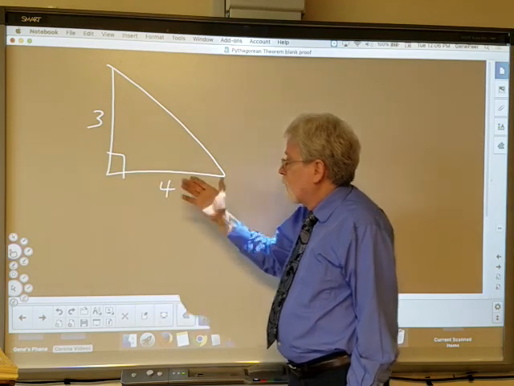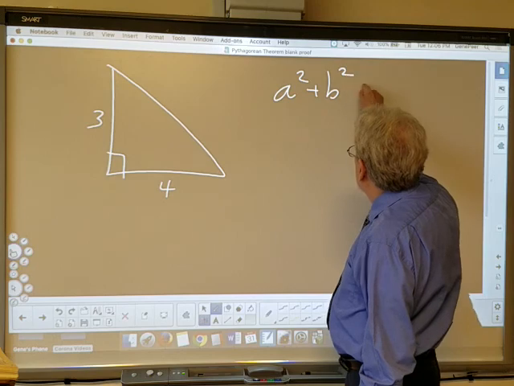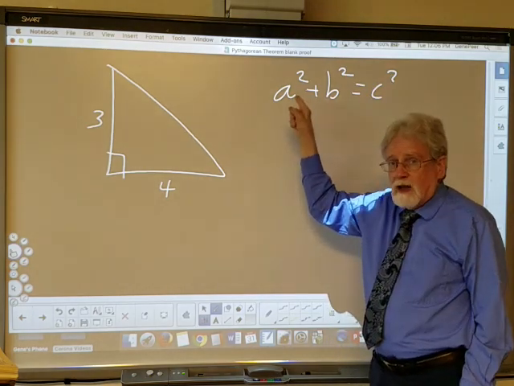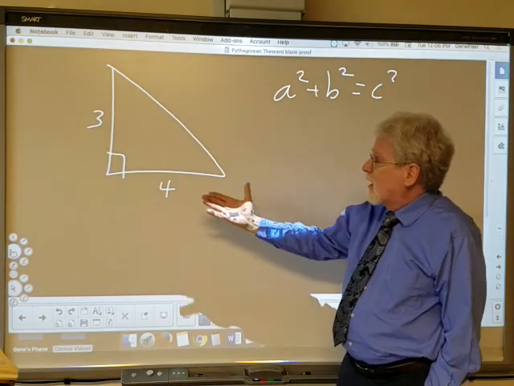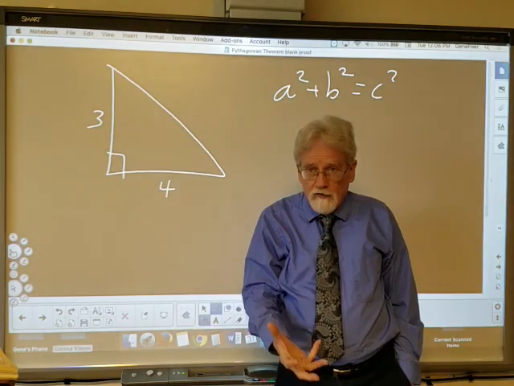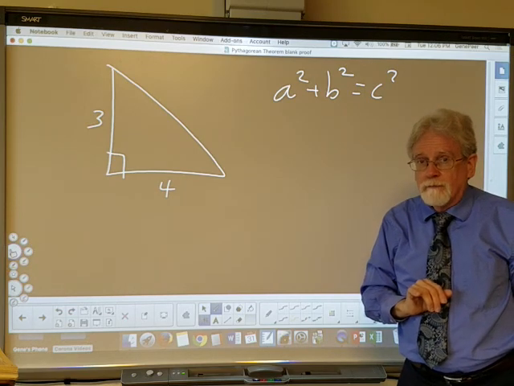If we have a 3 and a 4, what do we do? We start with the Pythagorean theorem. A squared plus b squared equals c squared. I will expect to see that on your paper multiple times. Every time you need to do a problem that requires some work, I expect to see the Pythagorean theorem at the top of the problem.